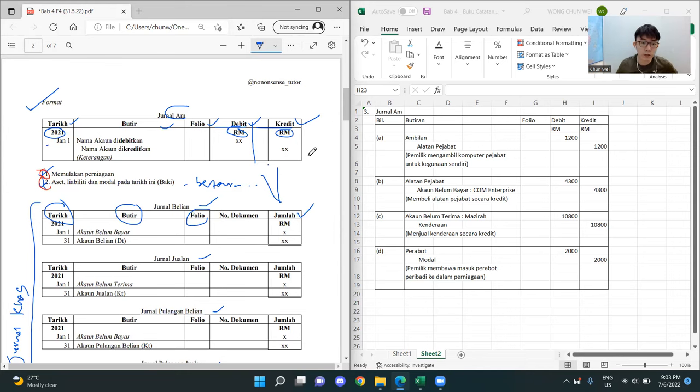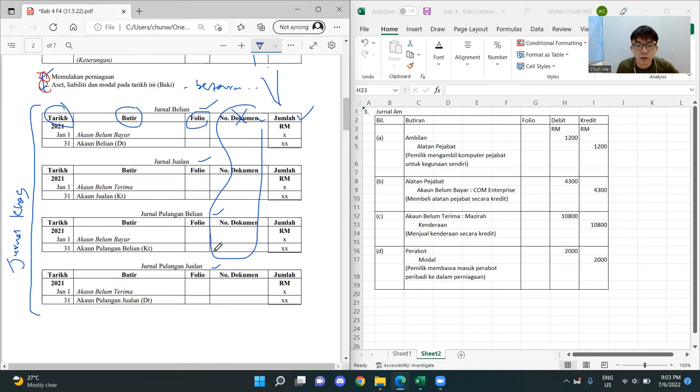Alright, take note here. Okay, and sometimes if the nombor dokumen is given in the question, then we can put a nombor dokumen. If it's not given in the question, then we don't have to put nombor dokumen. All right, so this is actually flexible. But most importantly, what must be here is your tarikh, butir, folio, and jumlah. Okay, if okay, give me okay in the chat box.